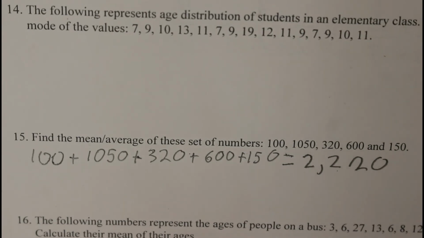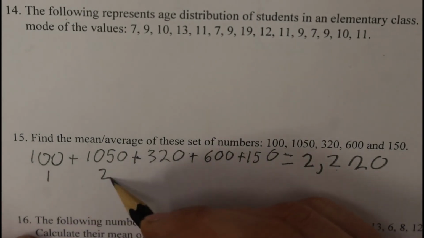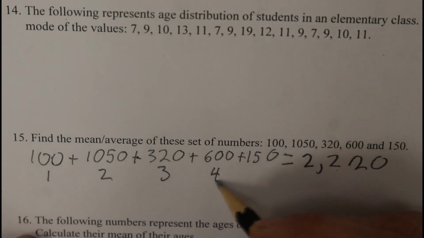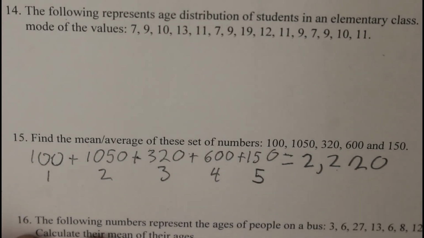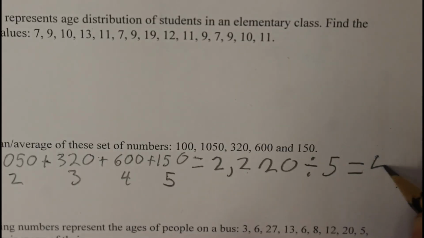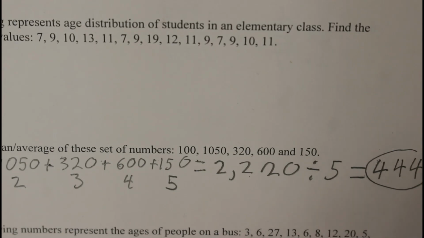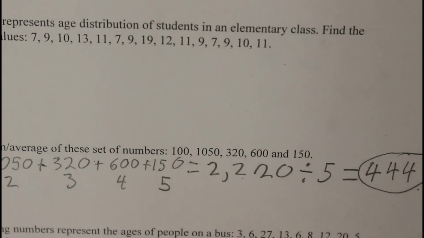And now we want to find out what the mean is. So we added up, and now we divide by how many different numbers we had here. So we had 1, 2, 3, 4, 5 different numbers. So we're going to divide this by 5. Divided by 5, and we get 444. Awesome, I like that. 444. And that is your mean of these numbers.